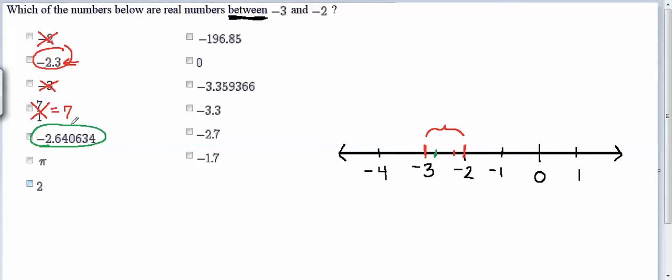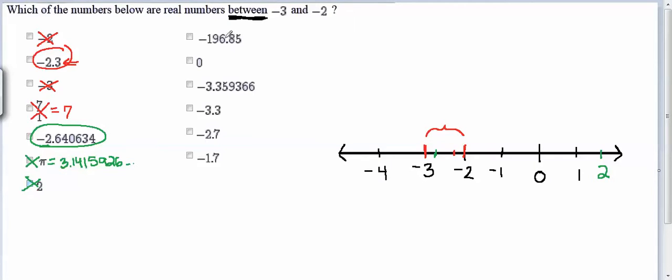So that works. Let's look at pi now. If you remember pi, that's a symbol that's used to represent a number that goes on and on forever. It begins with 3.1415926. It goes on and on and on. But the important thing here to notice is that this is a positive number. If I were to graph this, it would be somewhere on the positive side of the number line. So that is not between -3 and -2. Similarly, when I see the value of 2, if I were going to graph that, that would be up here. That's not in between -2 and -3, so that's out.